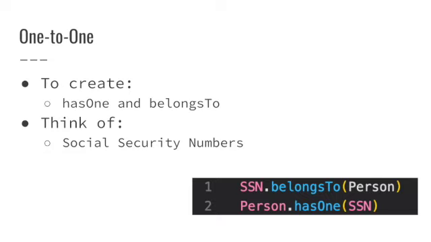A social security number only belongs to one person, and that is their number. They don't share this number with anyone else, and it specifically belongs to them. Additionally, people can only have one social security number. It's not possible for you to have multiple social security numbers. Therefore, this is a one-to-one relationship. A social security number belongs to a person, and a person has one social security number. Sequelize will then add a person ID foreign key column to the social security number table.